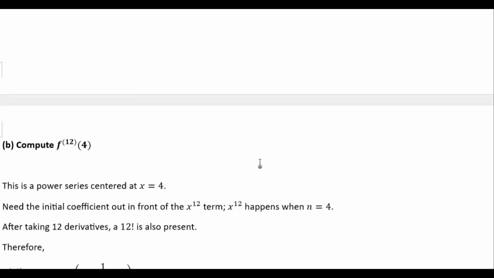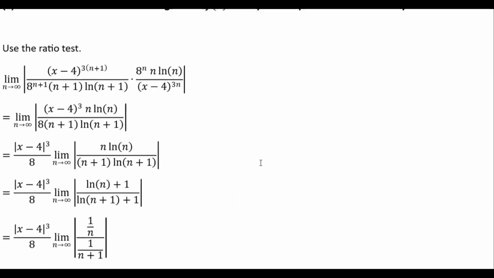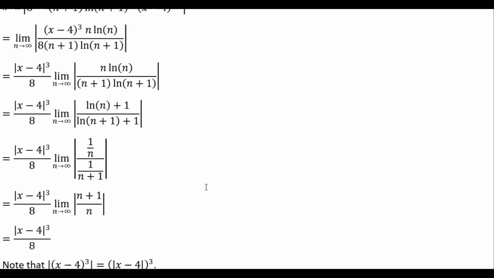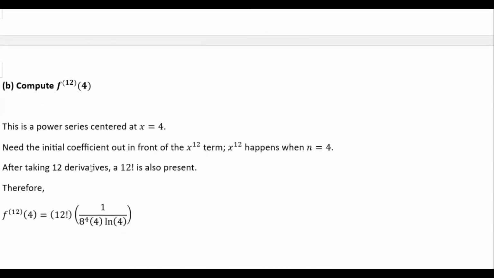Okay? Okay, let me go back again. Sorry for all the scrolling. When n equals 4, then we would have what? 8 to the 4th times 4 times ln 4 on the bottom. So it's 1 over that guy times x minus 4 to the 12th power. So we want to take the 1 over this number. Okay? And in addition, when we take 12 derivatives, there's going to be a 12 factorial present.